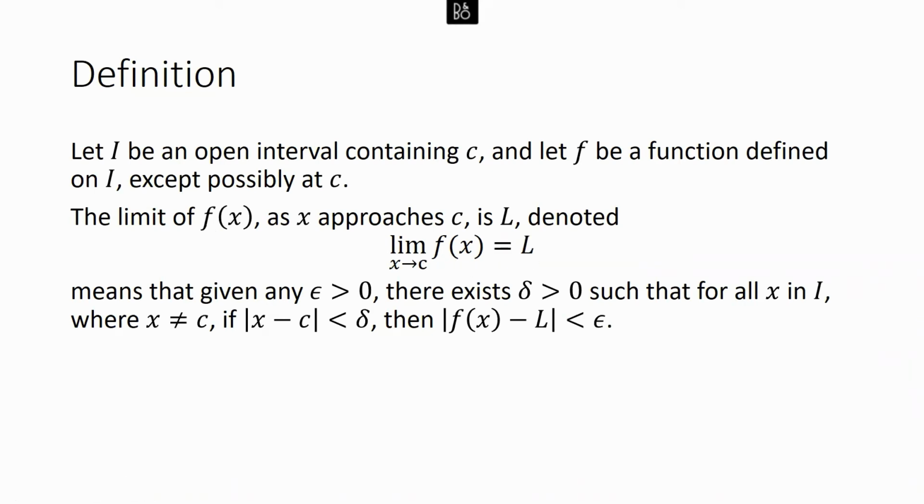So this means that given any epsilon greater than 0, there exists a delta greater than 0, such that for all x in I, where x is not equal to c, if the absolute value of x minus c is less than delta, then the absolute value of f of x minus L is less than epsilon.